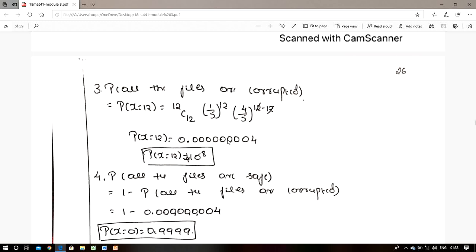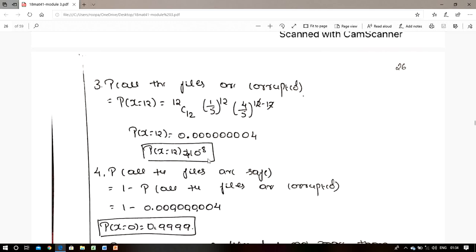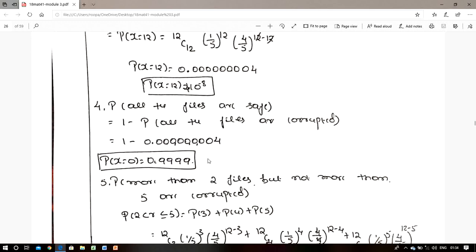Next we come to third condition. All the files are corrupted. All the files are corrupted means here totally we take 12 files. 12 files are corrupted means here we have to take x is equal to 12. Simplify, here we get 4 into 10 raised to minus 8. Fourth condition, all the files are safe. All the files are safe means here take x is equal to 0. Simplify, here we get 0.999.